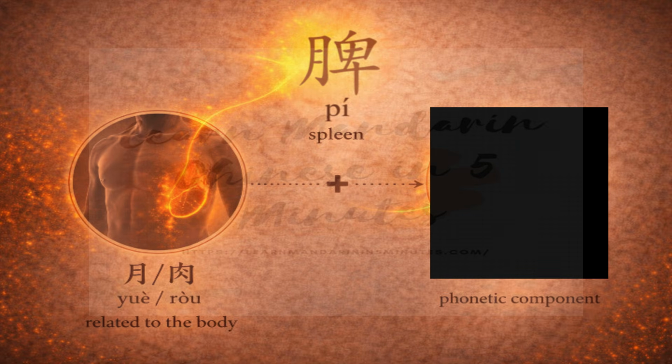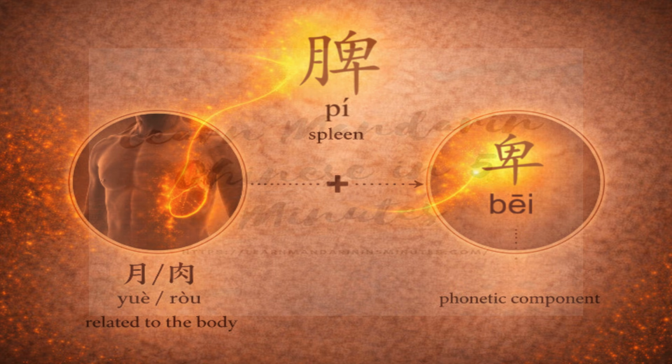Now take pi, spleen. Left side is represented by yue, which is rou rather than moon. Still the same system. Right side is bei. This gives a sound direction. Although the pronunciation changed slightly over time, just like the Chinese word lian, the structure is still there.